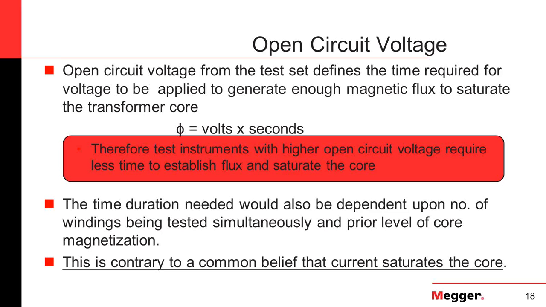Therefore, and this is why we have it in red, test instruments with higher open circuit voltage require less time to establish flux and saturate the core. This is not a rule that can be changed. And people who tell me that we need more current, I'm not saying they don't, but the first thing that we must have is higher open circuit voltage.